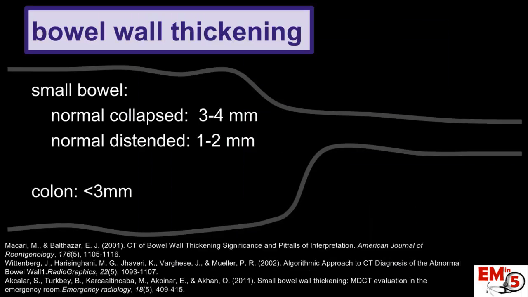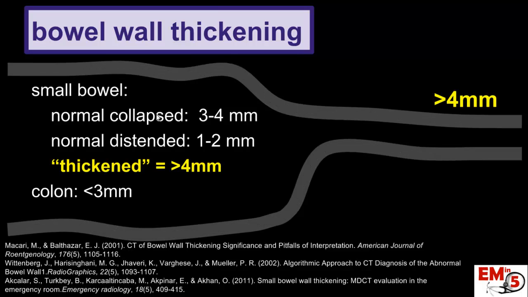So the next thing we're going to look for is bowel wall thickening. So a normal small bowel can be between 1 to 4 millimeters, depending on if it's distended. So the big number you're going to think for here is greater than 4 millimeters. So greater than 4 millimeters of bowel wall thickening means that it's abnormal.